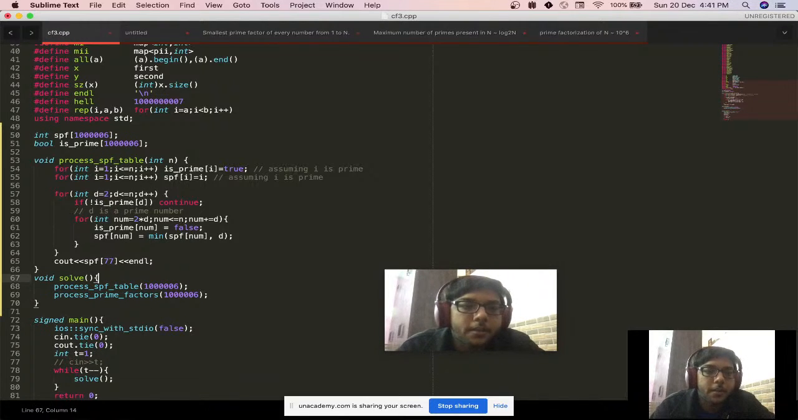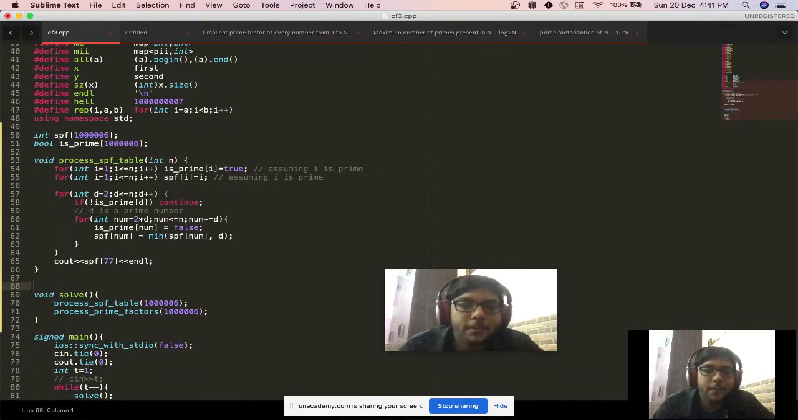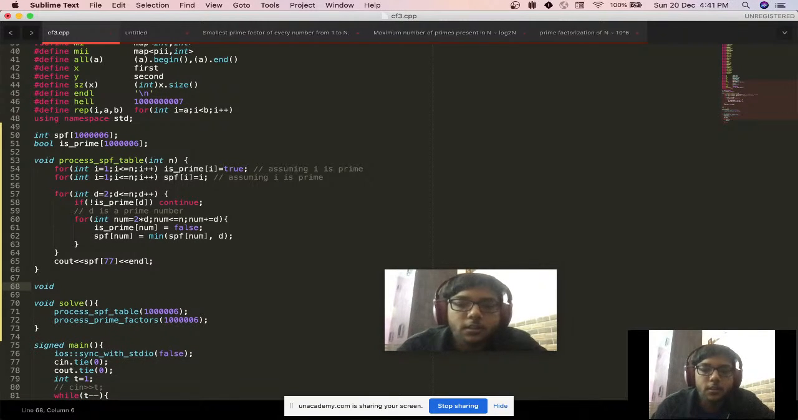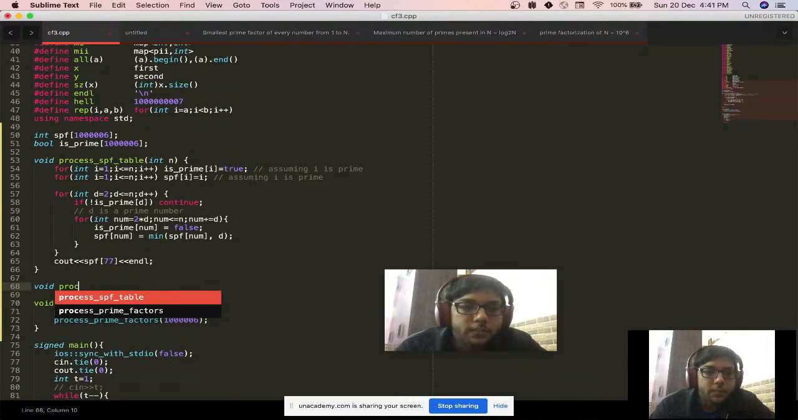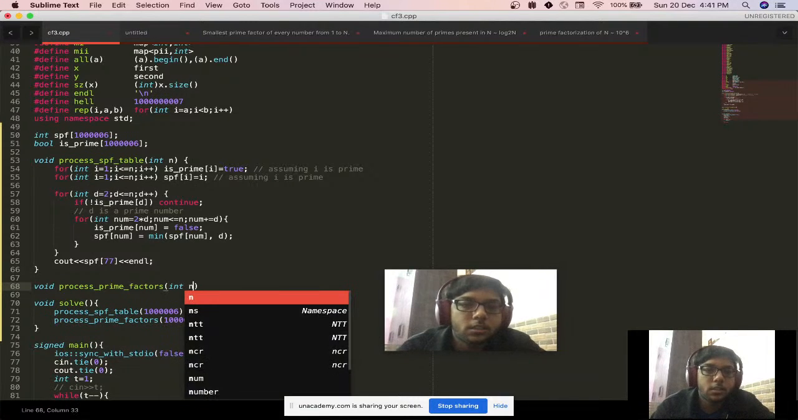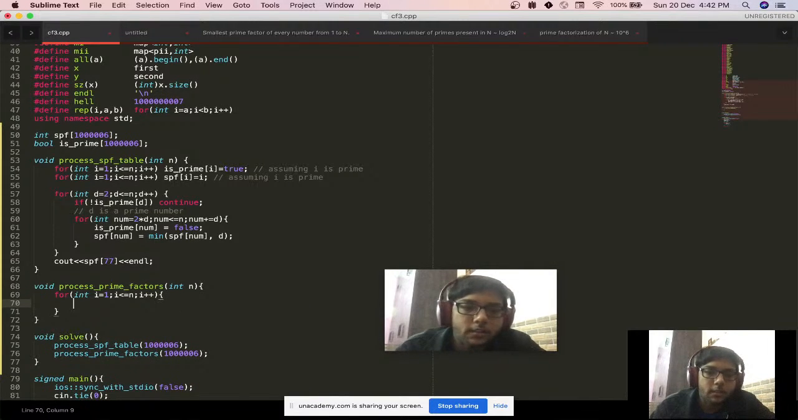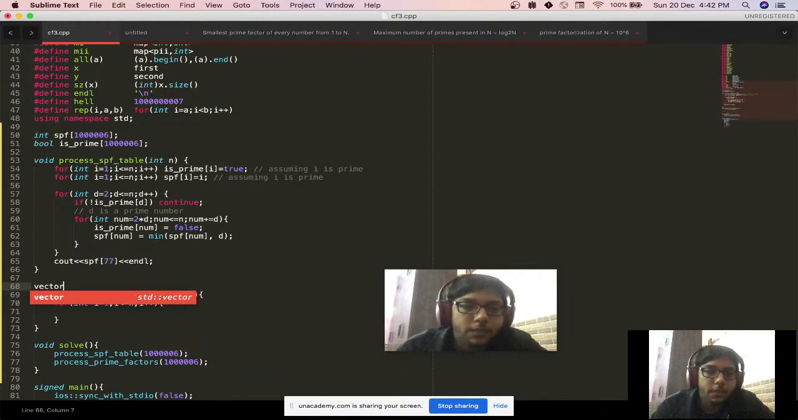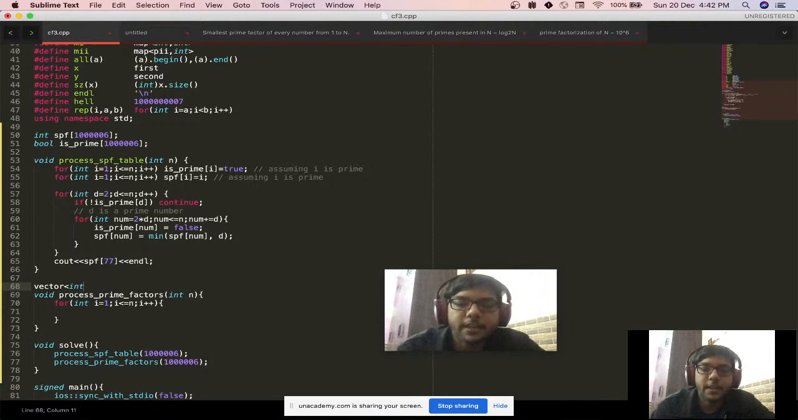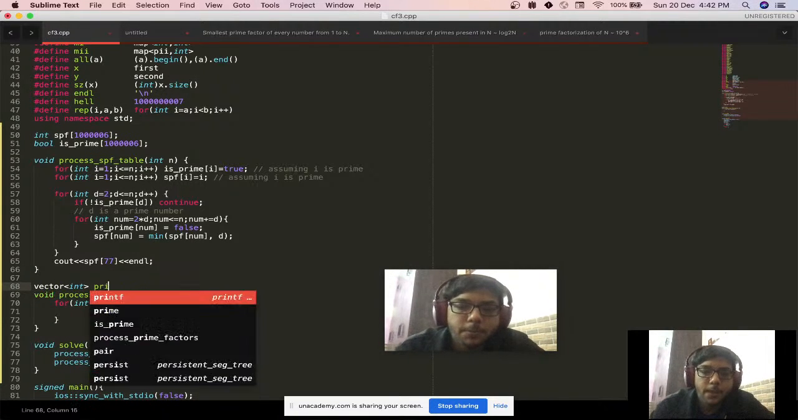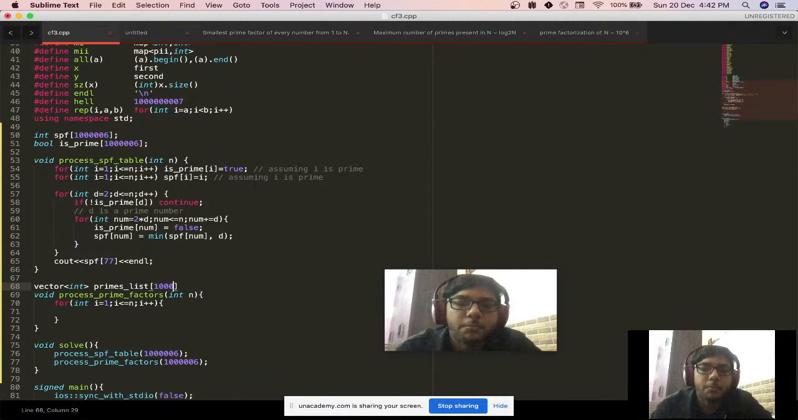Okay. So I'm going to check how much time it actually takes. Process prime factors: we take n, and we are going to do that thing that we discussed for 12 for every number. For int i equals 1, i less than or equal to n. Because there are multiple primes, we have to maintain a list or vector, so a primes list for every number.